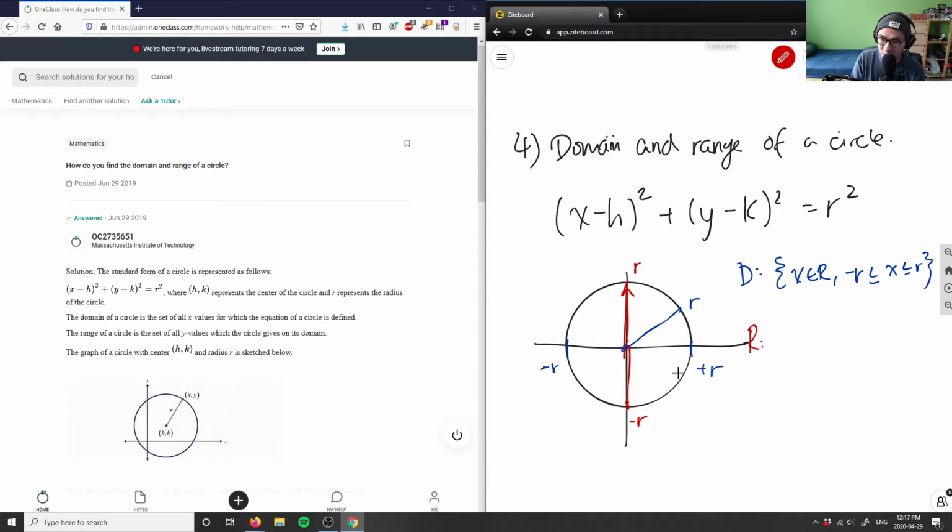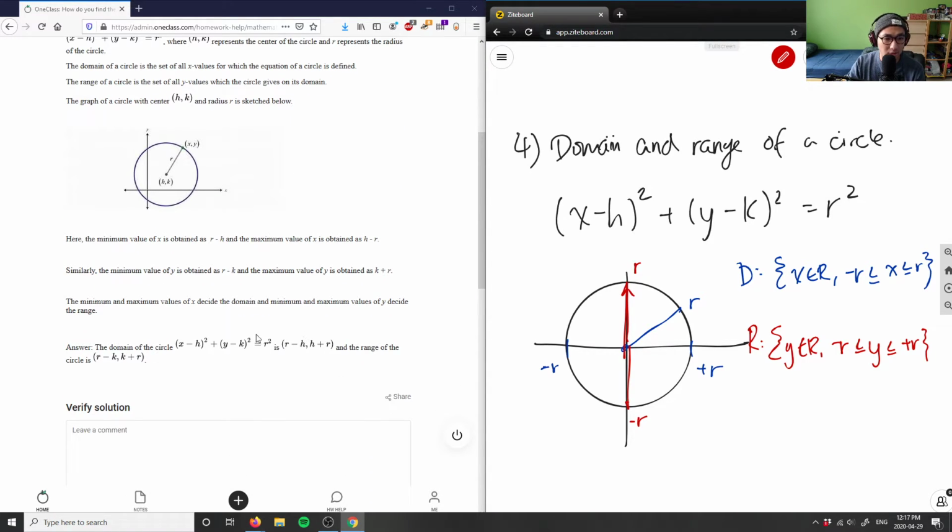So I can say that the range would also be y belongs to a set of real numbers, but it's also between minus r and positive r. So these two would be my domain and range for my circle. It's always between the radiuses, or plus or minus the radius. So as you can see, the domain of the circle is h minus r to h plus r, and the range is k minus r to k plus r. So the solution is correct.